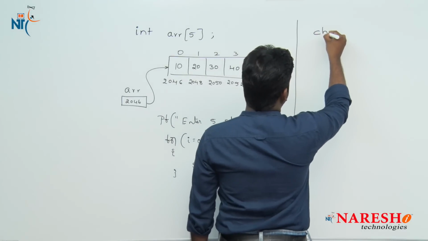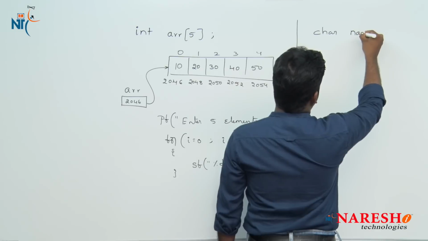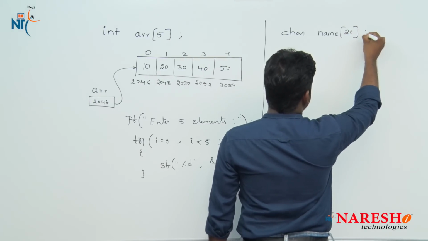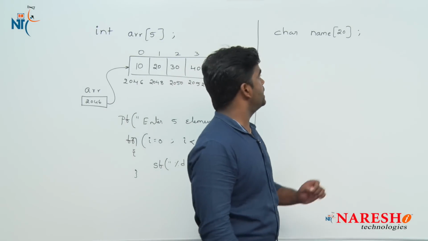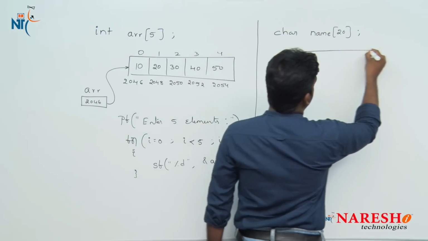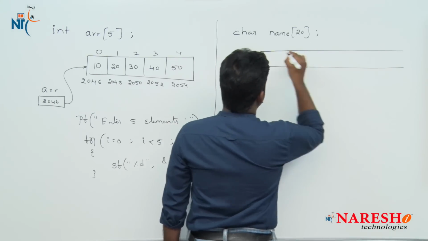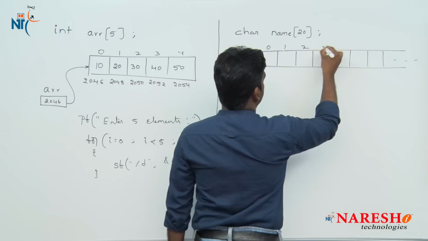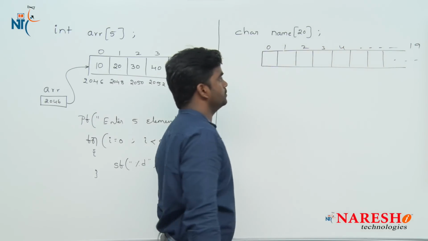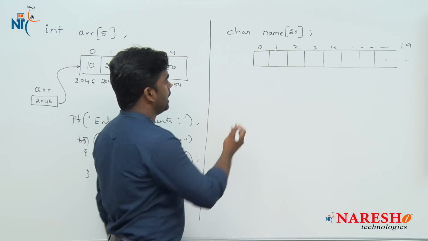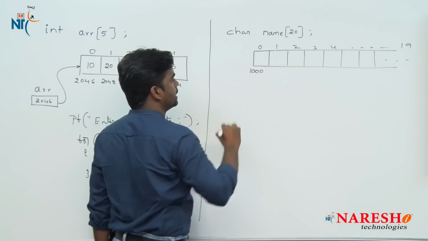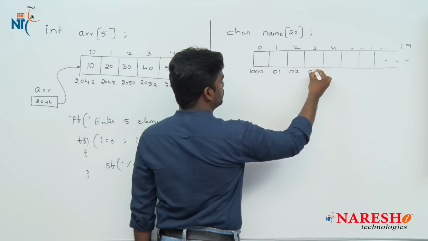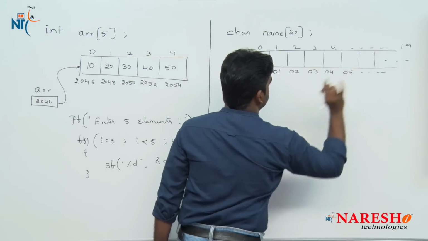I am declaring a character array, any name we are giving, suppose name, and the size we are giving is 20. So in this case, a total of 20 memory locations will be created. Index numbers start with 0, 1, 2, 3, 4 and so on up to 19. And the base address suppose starts with 1000. A character occupies only 1 byte, so the next location addresses are 1001, 1002, 1003, 1004, 1005 and so on.